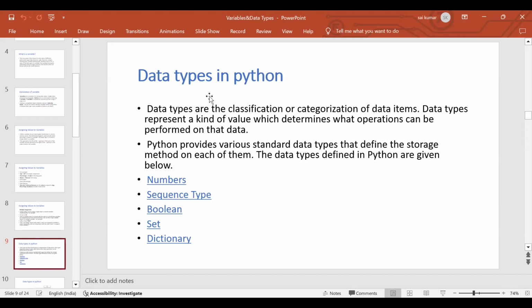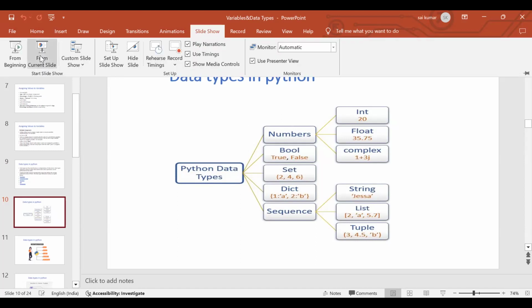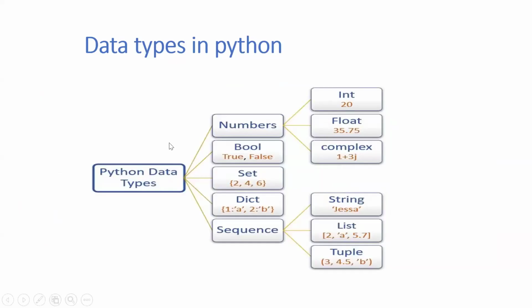Python provides various standard data types that define the storage method for each of them. The data types defined in Python are given below: numbers, sequence type, boolean, set, and dictionary. First one, numbers. The numbers contain int, float, and complex. So the number of data types in Python is five.